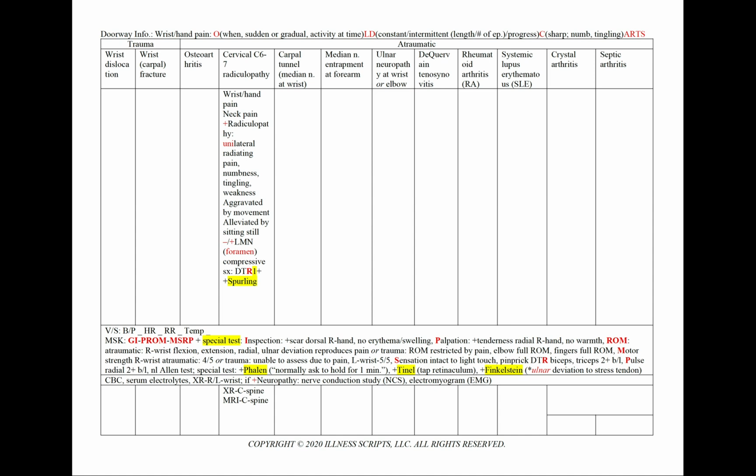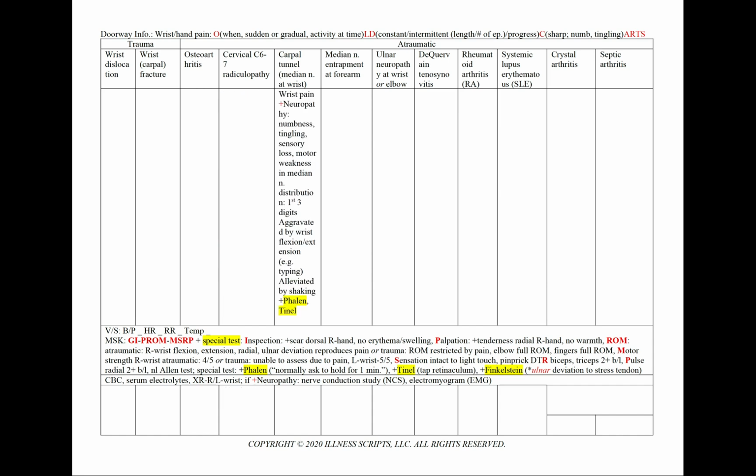It can be aggravated by movements and alleviated by sitting still. And if the disc is compressing the foramen, we can find lower motor neuron findings, including delayed deep tendon reflexes. Also, we can note a positive Sperling sign in our physical exam, and we'll add here to our workup an X-ray of the cervical spine and MRI of the cervical spine.